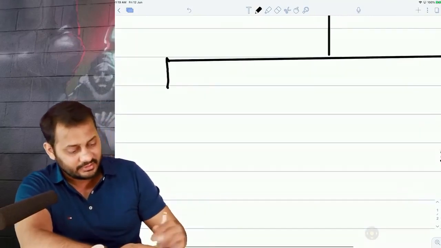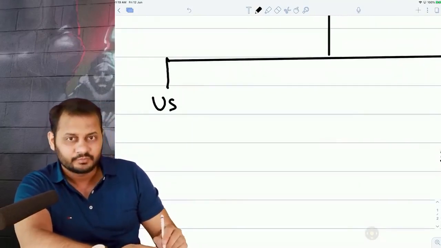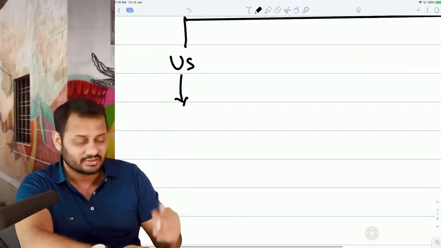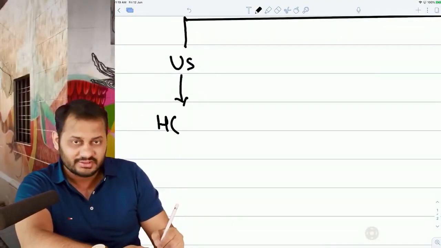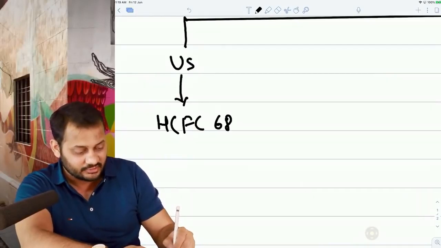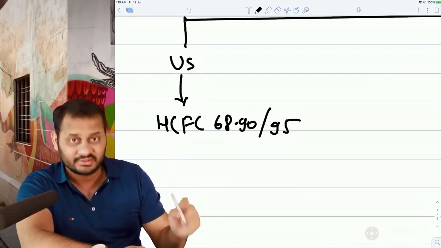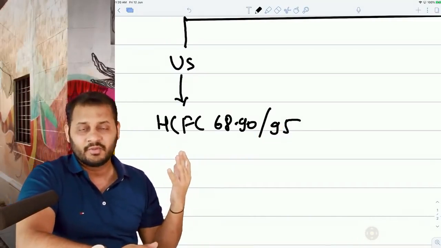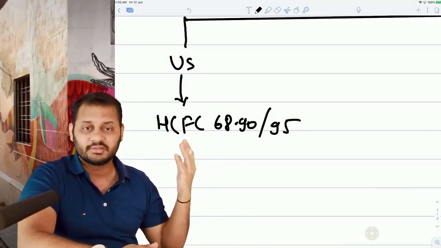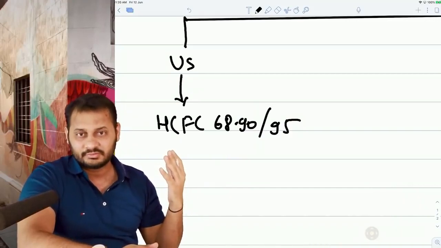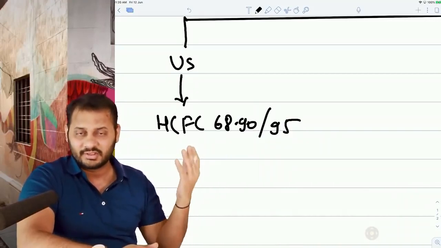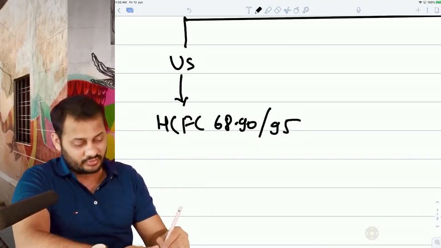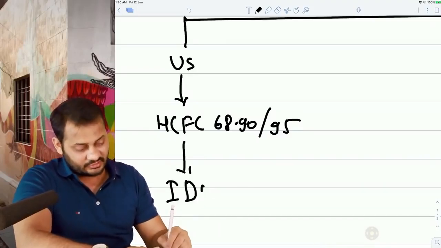But if I say that you are from America, then USD is your home currency and INR is your foreign currency. 68.9095. Since it is in ISO form, it has to be read from right to left. So 68.90 foreign currency per unit of home currency. So this quotation is foreign currency per unit of home currency. This is an indirect quote for me.